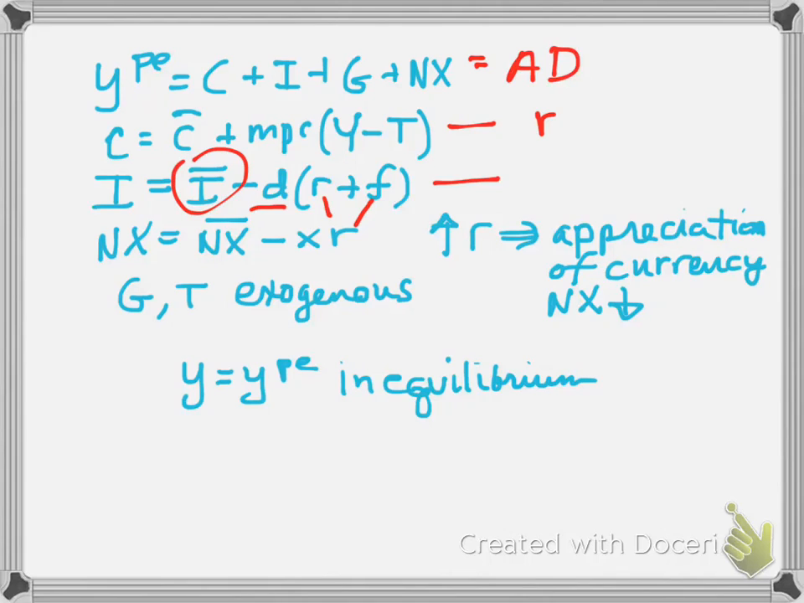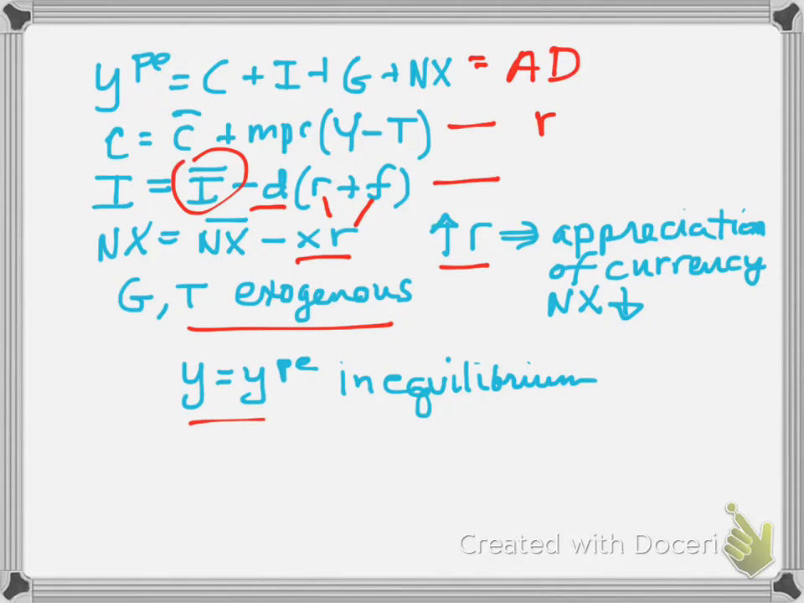Then we have net exports, which depend negatively on the interest rate. The reason is that the higher the interest rate, there'll be an appreciation of the currency, which makes our exports more expensive abroad and makes imports from abroad cheaper, and so net exports decrease. And in our model, we're going to have government spending and taxes exogenous. We're not going to model how the government determines its tax and spending policies.